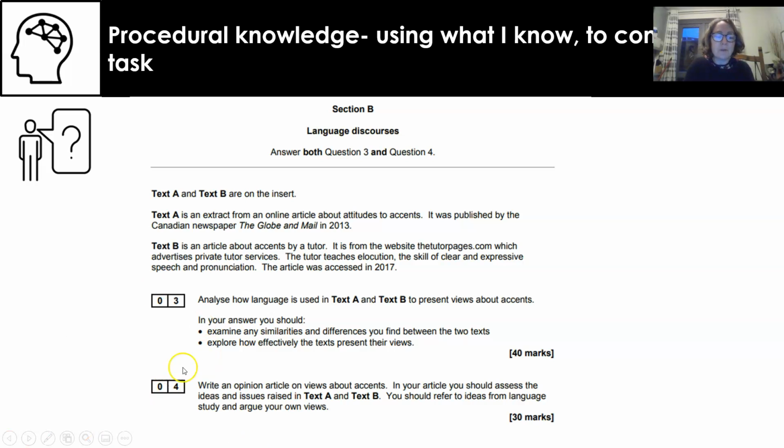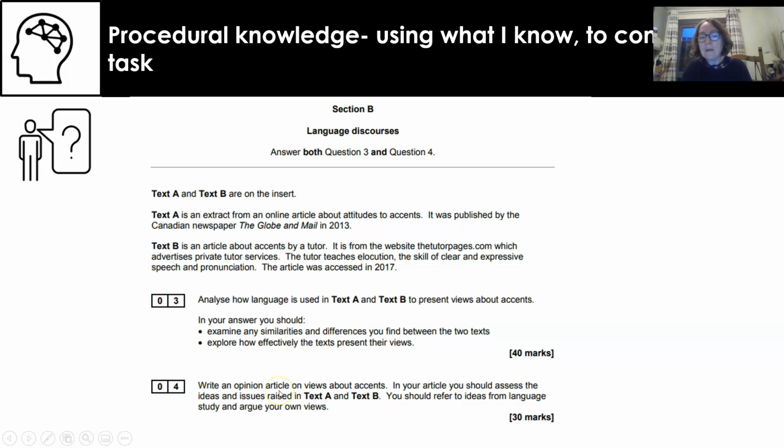So number 4 is what we're going to look at today. So we know it's the journalistic task, but just to give us the exact phrasing of the paper, because this is a past paper: write an opinion article on views about accents. In your article, you should assess the ideas and issues raised in text A and B. You should refer to ideas from language study and argue your own views. Okay, brilliant. So what I just want to zoom in on here is this opinion article.